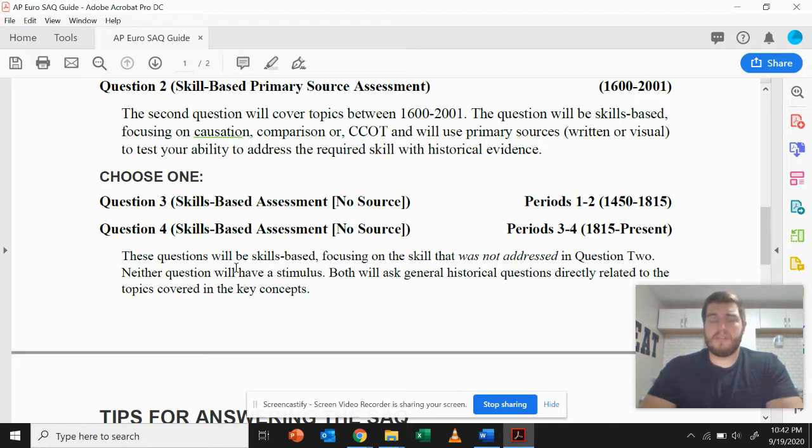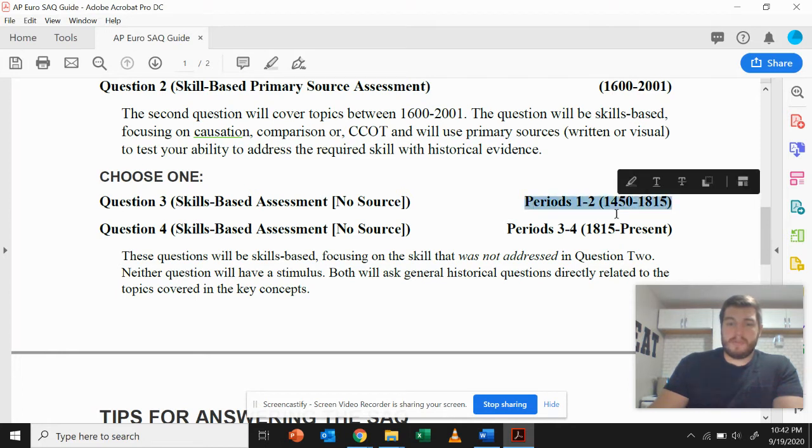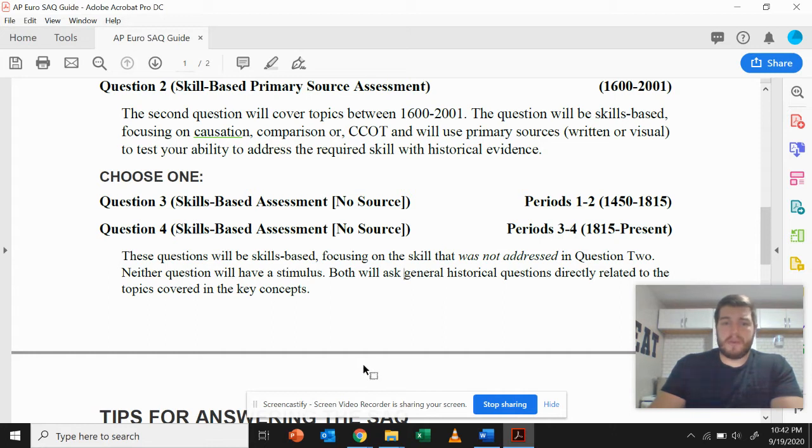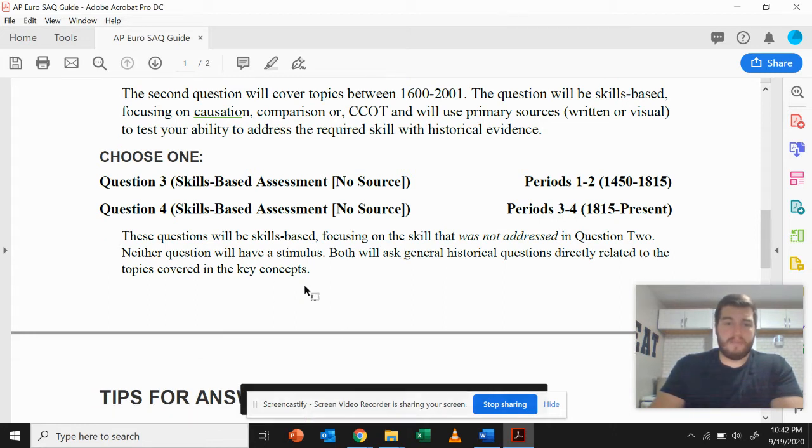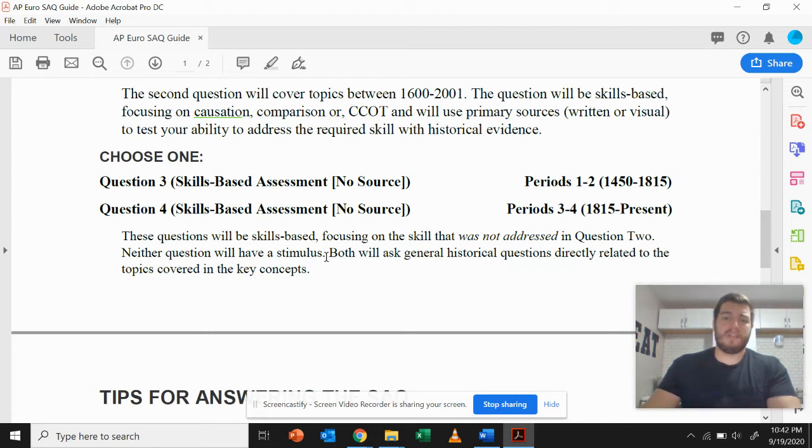You just need to be sure that it specifically answers the question. So you can have your choice between something from period 1 or 2 or periods 3 to 4. And again, you just want to answer whatever question that you're more familiar with. These questions will be skill-based, focusing on the skill that was not addressed in question 2. Neither question will have a stimulus, meaning no picture, no text, nothing like that.